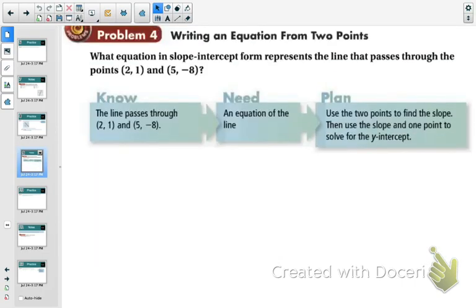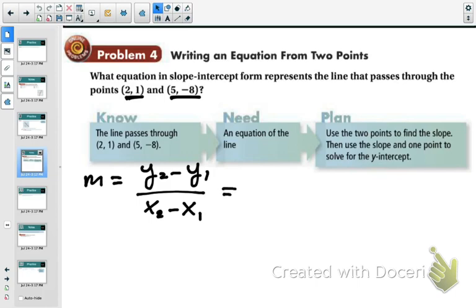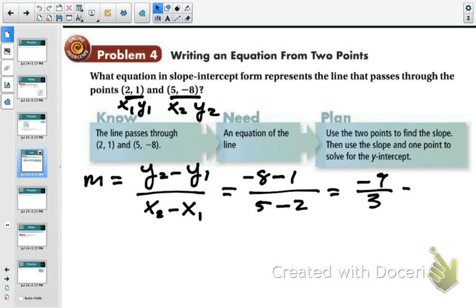All right, so now it's giving us 2 points, and it wants us to write the equation in slope-intercept form. When you're given 2 points like this, it takes a little bit of extra work, but the first thing you need to do, step 1, is to find the slope. Remember, your slope formula is y2 minus y1 over x2 minus x1. So you're subtracting the y's on top and the x's on bottom. I'm going to say this is x1, y1, x2, y2. So I do -8 minus 1 on top over 5 minus 2 on the bottom. That gives me -9 over 3, which divides out to be -3. So our slope is -3.